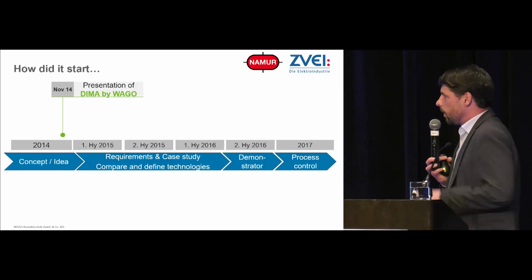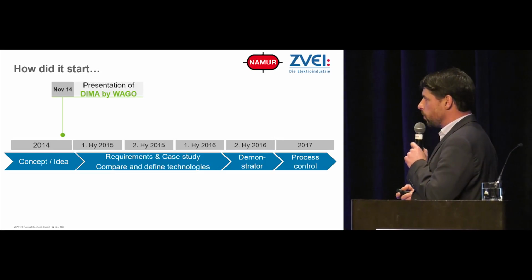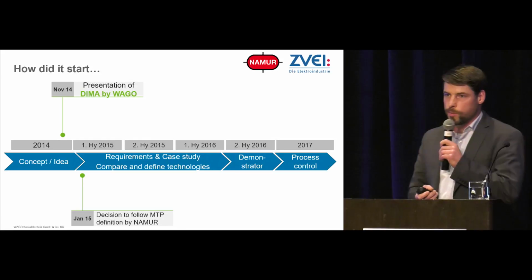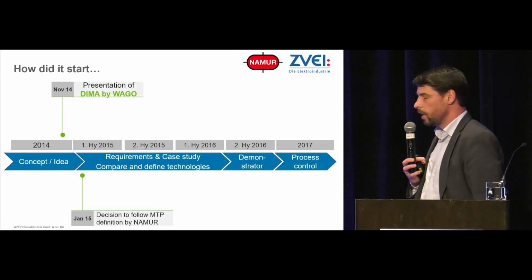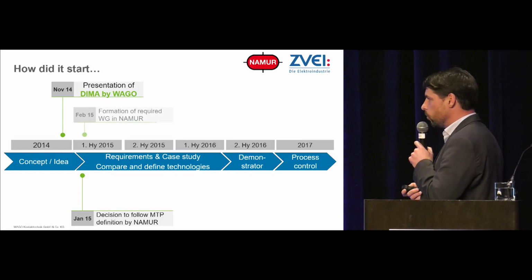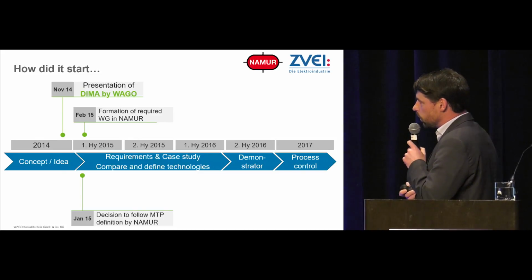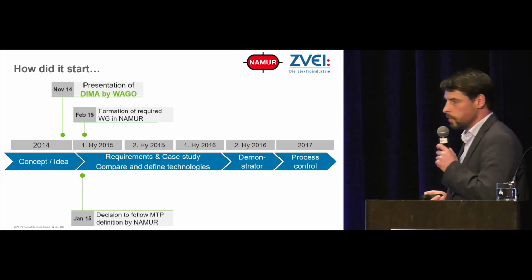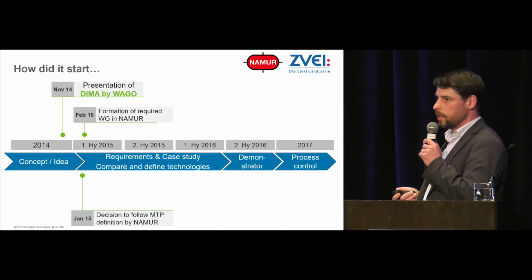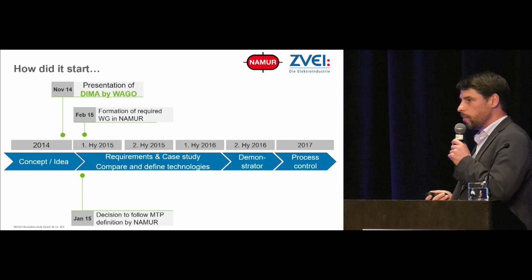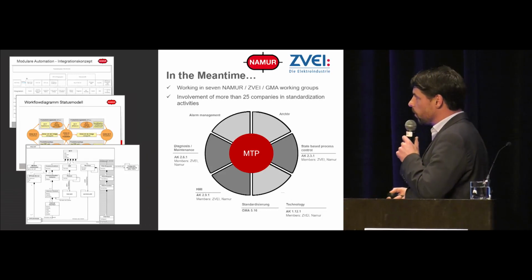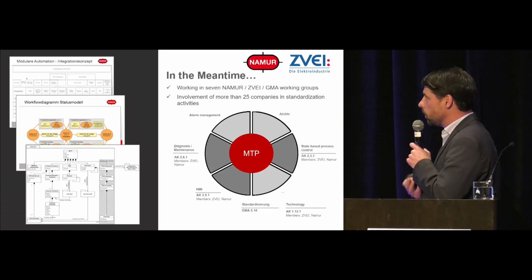How did it start? In 2014, we presented this approach at the NAMUR fair, and in January of the next year, 2015, the NAMUR decided to follow this MTP approach, and to work out a deeper specification and standardization inside the NAMUR. In February 2015, we formed a different working group inside the NAMUR, which has the task to work out the content and the syntax of the NAMUR MTP. What is done so far is that we now work in 7 NAMUR working groups.